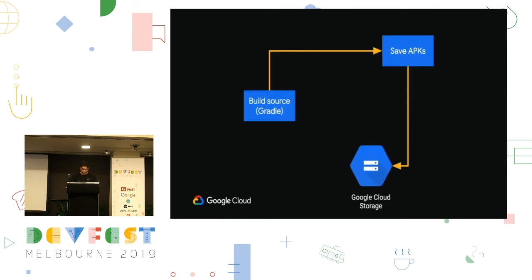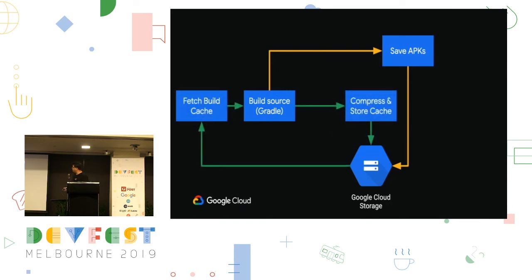So in terms of our steps, we've gone from doing this, we've added a few steps where before we kick off the build, we're going to fetch whatever build cache we have from any previous runs on cloud storage. We'll do the build, and then we're going to compress and store the cache back into cloud storage so that it happens in the future. But of course, we haven't done that step of signing APKs.